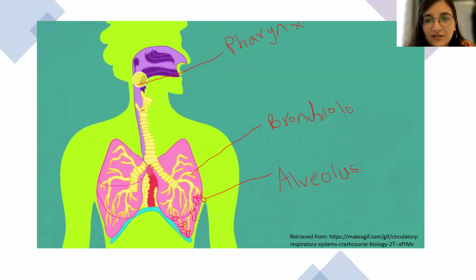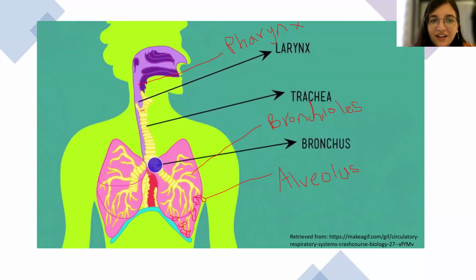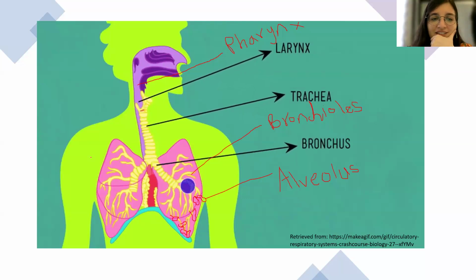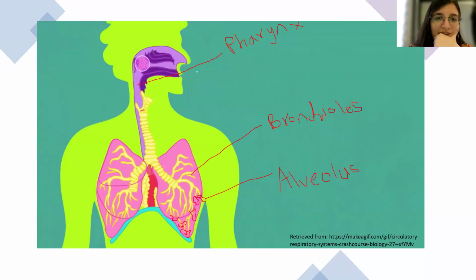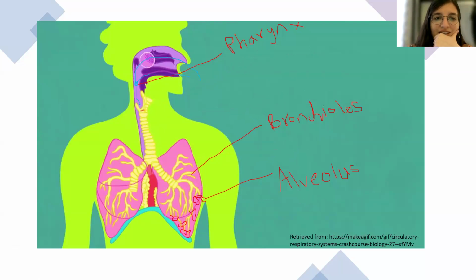Forgive the writing, I'm using my mouse pad. So pharynx, one more time, a brief overview. When oxygen enters through the nose, it arrives at this place called the pharynx. The pharynx is where the mouth and the nose area are connected. See, this is the pharynx.